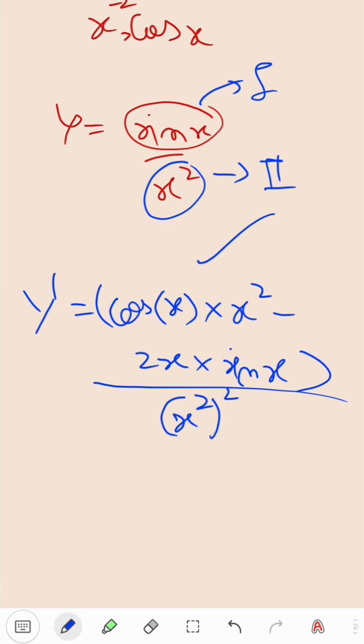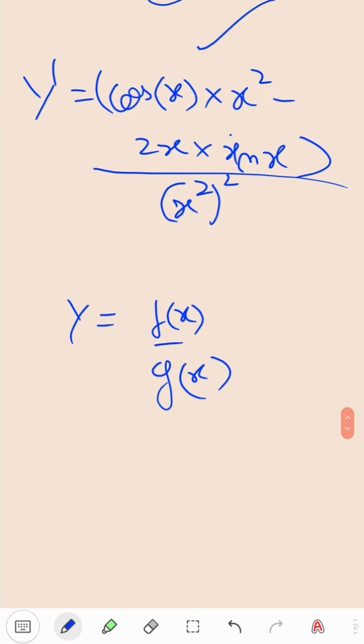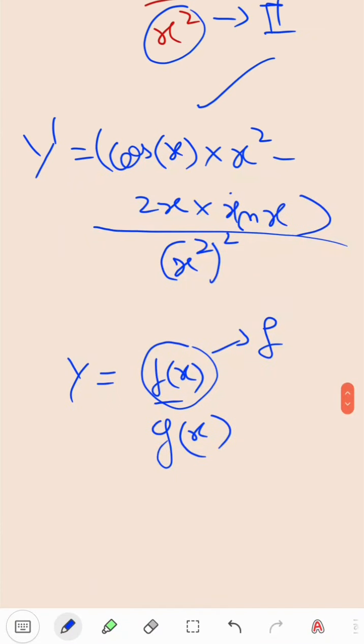So this is our quotient rule of differentiation. This will give us the same result. Let's say we are given y equal to f x by g x. These are two functions, f x and g x, and they are dividing each other. Now in this case we have to assume the function in the numerator is the first function and the function in the denominator is our second function, because here this will matter. If we assume the denominator is the first function and the numerator is the second function, then the result will be different. So we have to assume the numerator as the first function and the denominator as the second function.